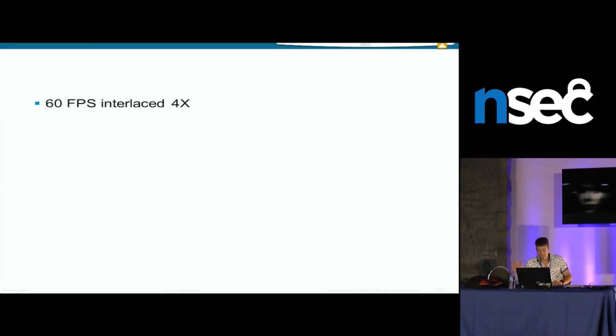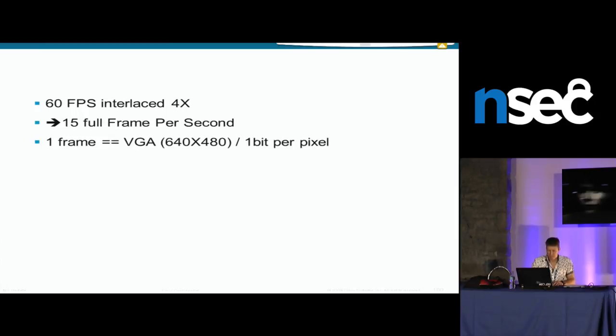All right, so if you do the math about the bandwidth here, this video was transmitted at VGA quality, 1 bit per pixel. It was interlaced 4 times, at 15 full frames per second. One frame is this quality, 1 bit per pixel. It boils down to roughly 4.5 megabits a second. Both sides are using 50% of a CPU, so I could crank it up, I could essentially double that.